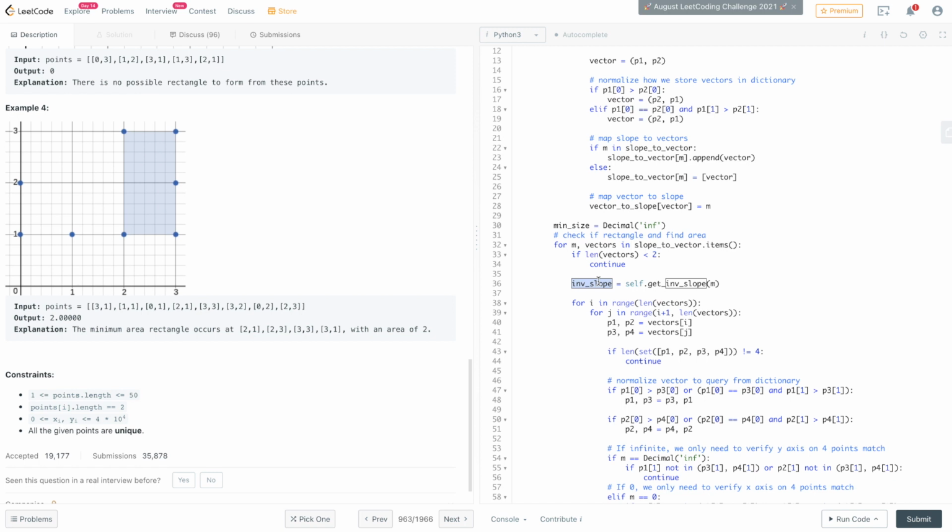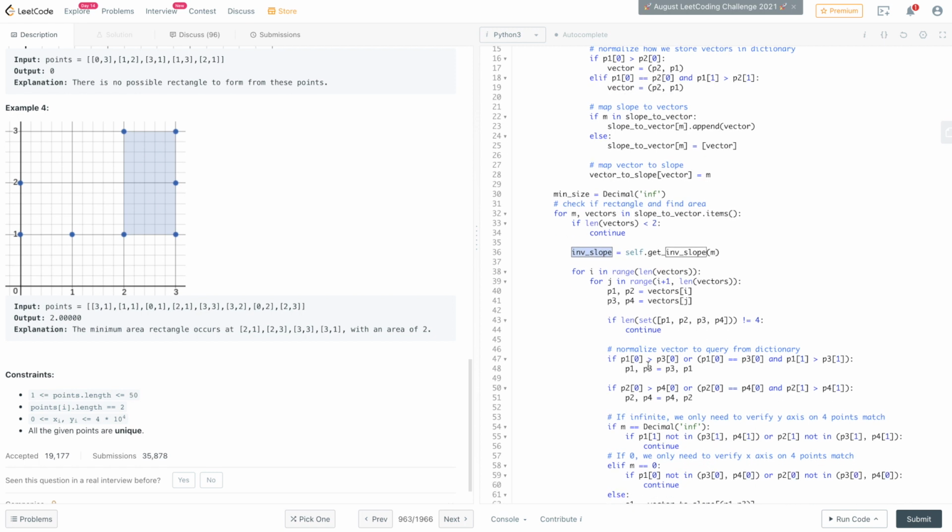Because that's how 90 degrees is formed in the xy plane. And once we find the inverse slope, we could go through all the vectors that are formed by it, P1 and P2, P3 and P4 in this array. And once we find that, if P1 and P3 form a perpendicular vector, and P2 and P4 also form a perpendicular vector, we could say that they are a rectangle.